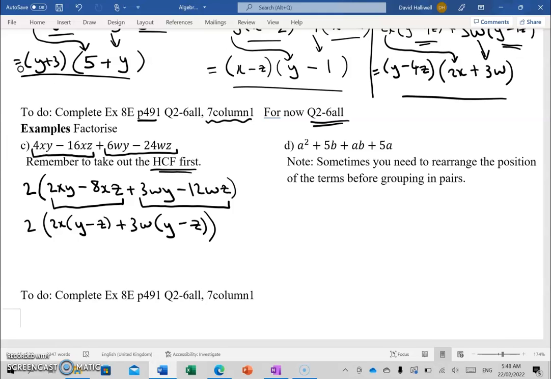Now, let's just check. No, I've made a mistake here, haven't I? Made 2 mistakes. Hopefully you can see what they are. In what I put inside the brackets, there should be a 4 in front of that z in order to get the 8. And here there should be a 4 in front of that z in order to get the 12, because 3 times 4 gives me the 12. Okay, now that's good. So now I've got a common factor of y take away 4z. So I'm going to go 2 and then bracket y take away 4z. And then my next bracket is going to be for the remaining factors, which are 2x plus 3w. And that's fully factorized there.